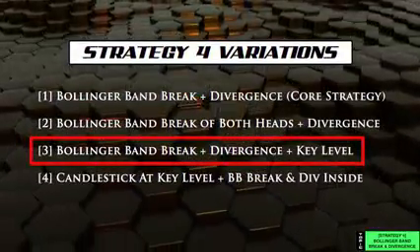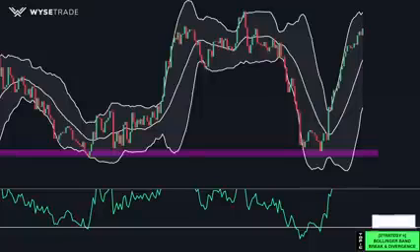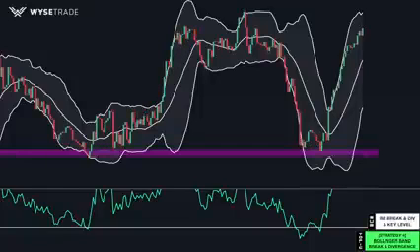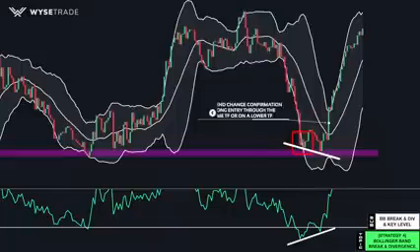Combining the Bollinger Band break and divergence setup with a key level. You have your key level of support because of this reversal point here. As price came back down, you had your band break and divergence form right at the key level, which presented a very high quality long trade setup. You would then look for an intraday trend change before using our key entry and exit strategy. So this works the same in the opposite direction.